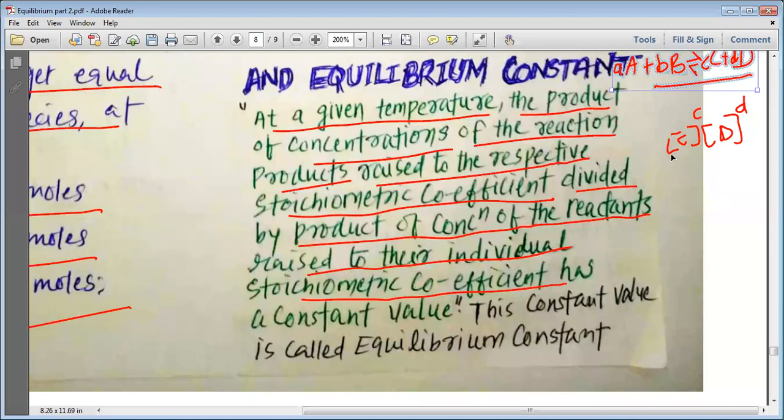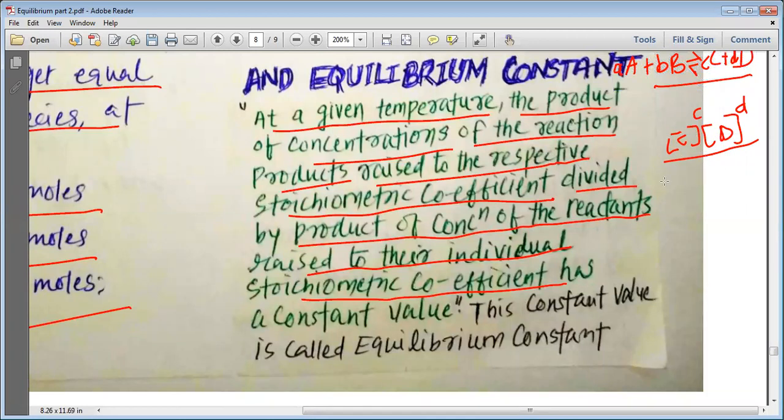So this expression represents that sentence. Let me read the sentence once again for you. The product of concentrations of reaction products, C and D are the reaction products, their concentrations are represented by the square brackets, raised to the respective stoichiometric coefficients. You can see that I have raised a power, and this power is equal to their stoichiometric coefficient, divided by, so to express the division we have drawn the underline.